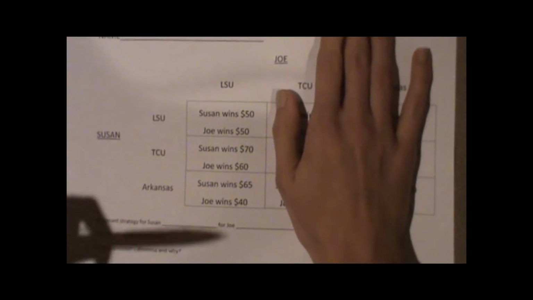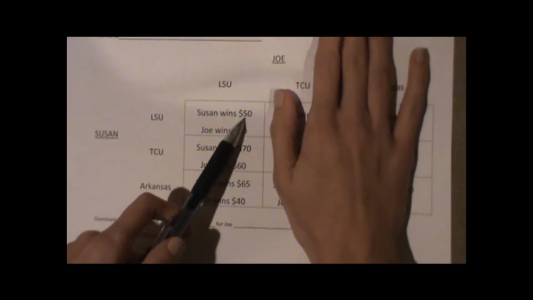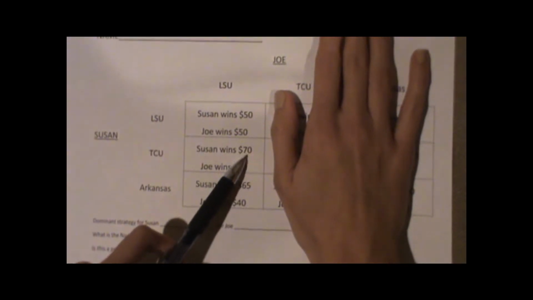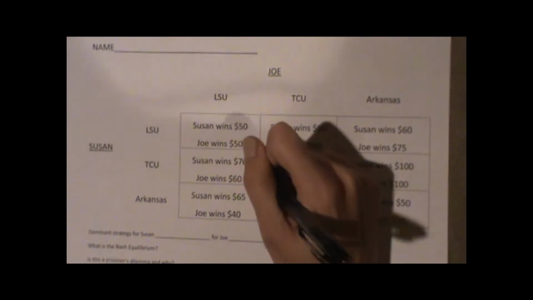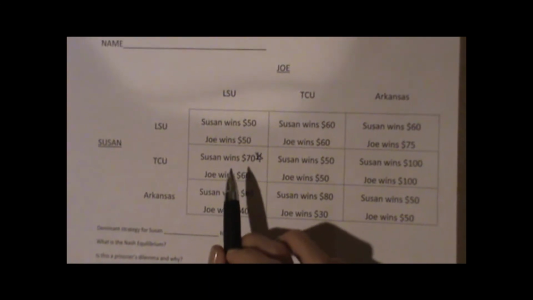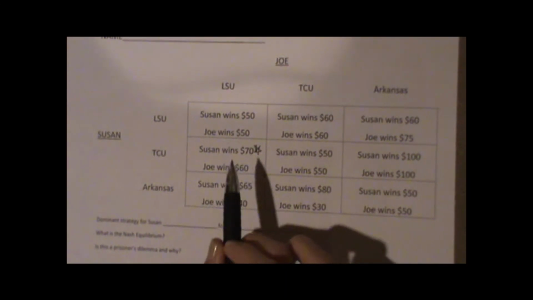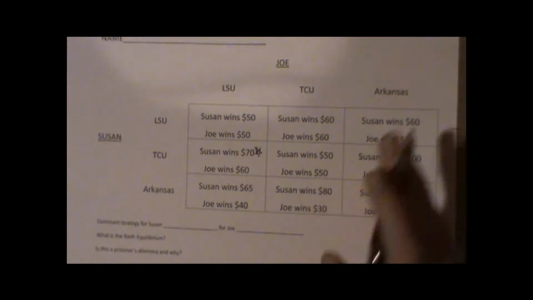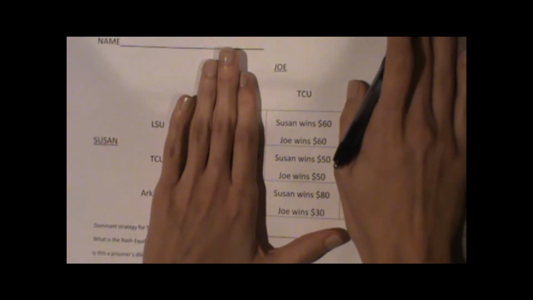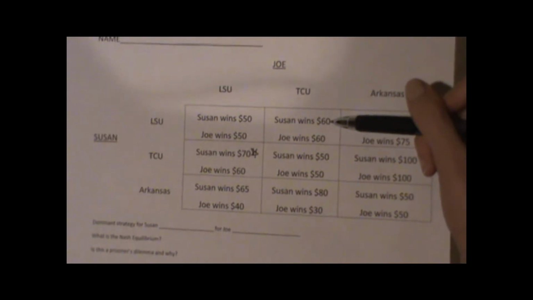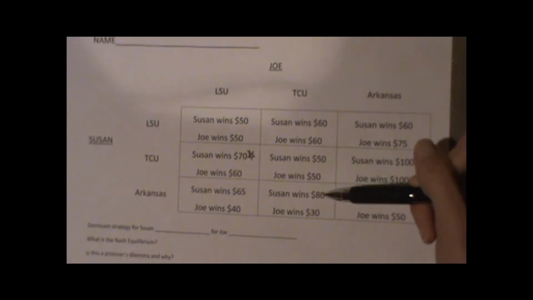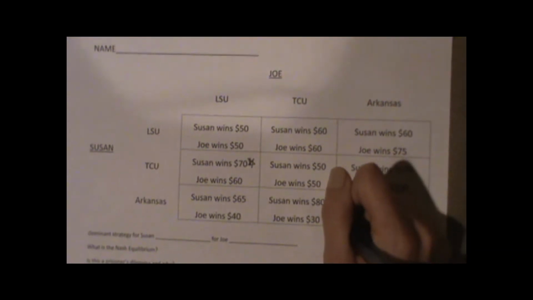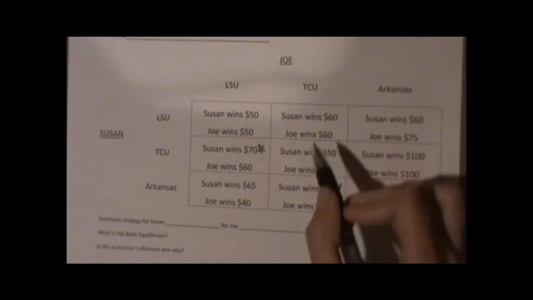The way that we know whether it's better or not is by looking at your payoffs. If Susan picks LSU, she wins 50, TCU, she wins 70, and Arkansas, she wins 65. So here, obviously, Susan's going to want to choose TCU. She can get the most money by choosing that option when Joe plays LSU. Now, what if Joe picks TCU? Then we need to look at this middle column. We're going to do the exact same thing. Compare Susan's payoffs for choosing her three options. So $60, $50, or $80. Susan can win the most money when Joe picks TCU if she picks Arkansas.